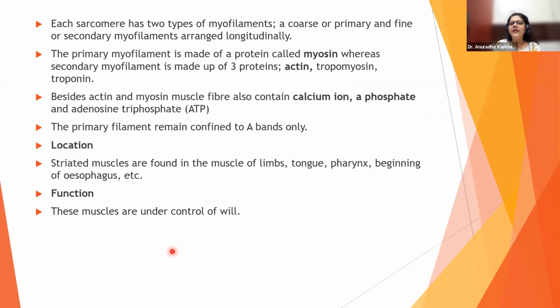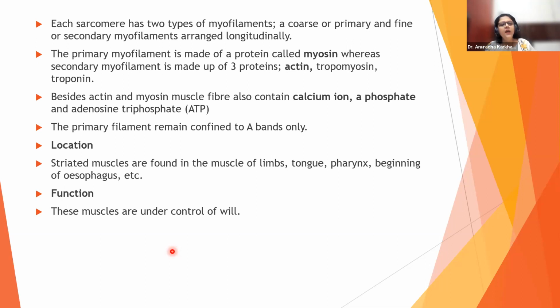Each sarcomere has two types of myofilaments, a coarse or primary and fine or secondary, which is arranged longitudinally. The primary myofilament is made up of a protein called myosin, whereas the secondary myofilament is made up of three proteins: actin, troponin, and tropomyosin. Besides actin and myosin, muscle fibers also contain calcium ions, phosphate, and ATP. The primary filament, that is the myosin, is confined to A bands only.